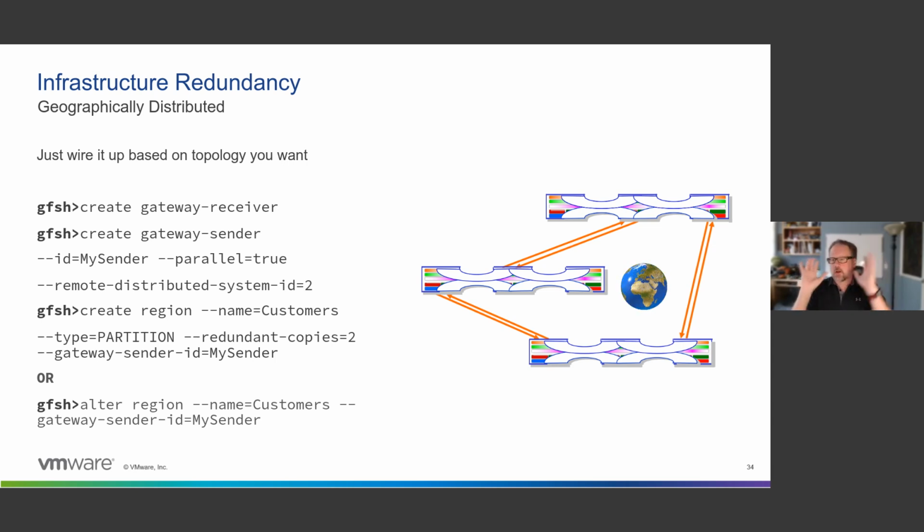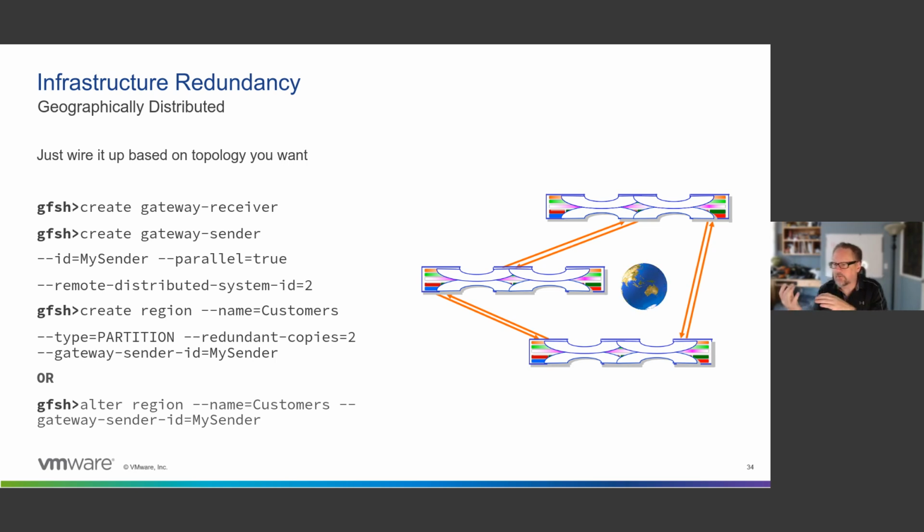Anyway, lots of good stuff. We could probably go into more detail if you wanted to, but let's just talk about how I set it up. All I do is set up this gateway receiver, so that's the side that's going to be receiving data. And then I have a sender and I give it a name. So: create gateway receiver, that's me creating the receiver. Create gateway sender, give it an ID.